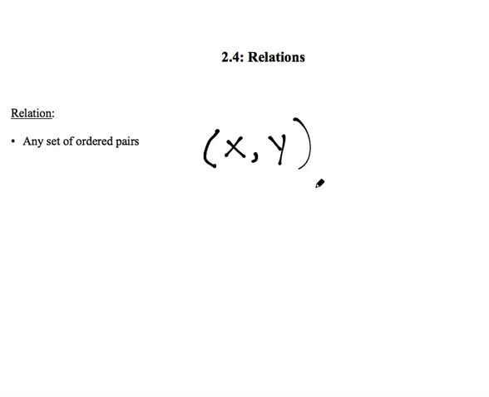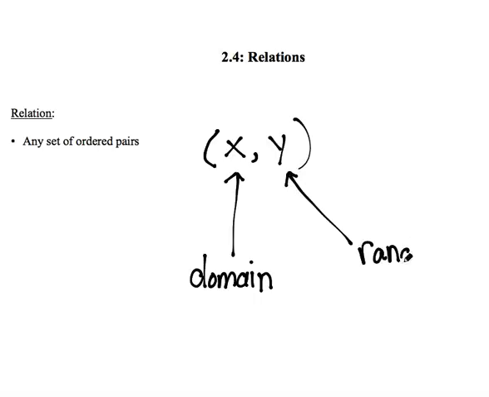You can have a list of ordered pairs. You can have a graph which represents all of the ordered pairs of an equation. So the x values you need to know are the domain values. The set of all the x values is called the domain. The set of all of the y values is known as the range.